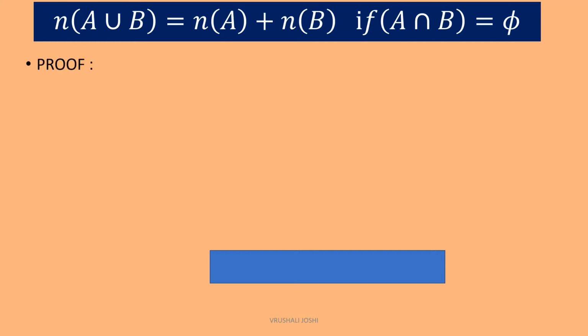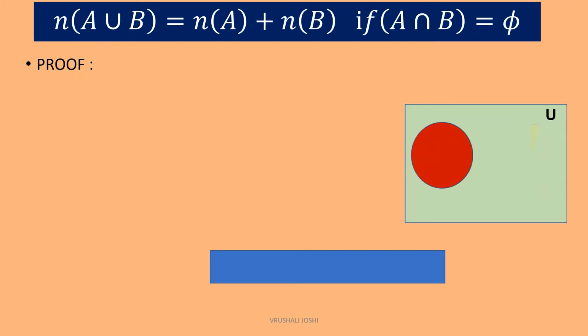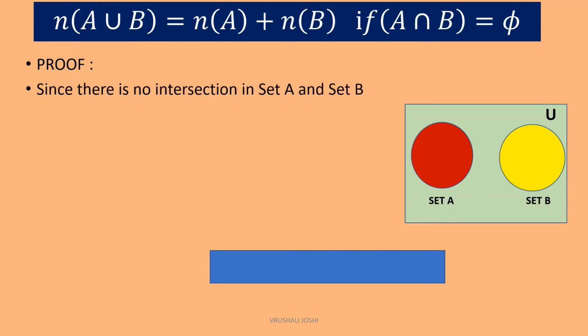See, this proof is if we have two sets and these two sets are not intersecting, they are disjoint sets. Obviously, when there is no intersection, the set that will form with the intersection will be a phi or a null set. So there is no intersection. So we will get A intersection B equal to phi.